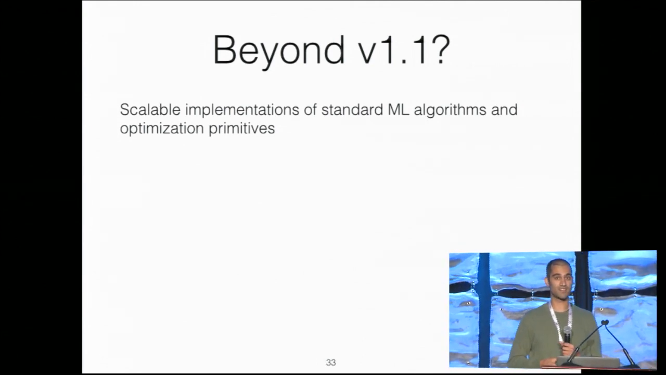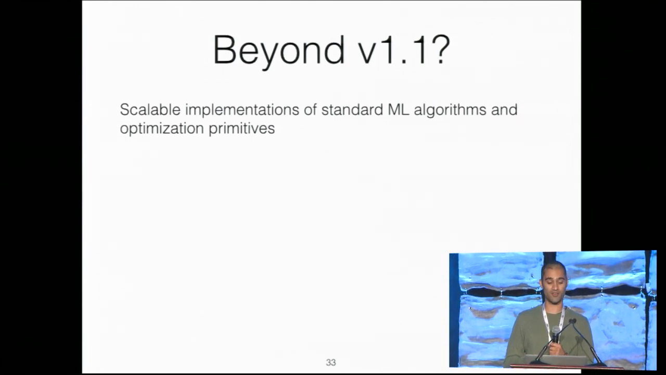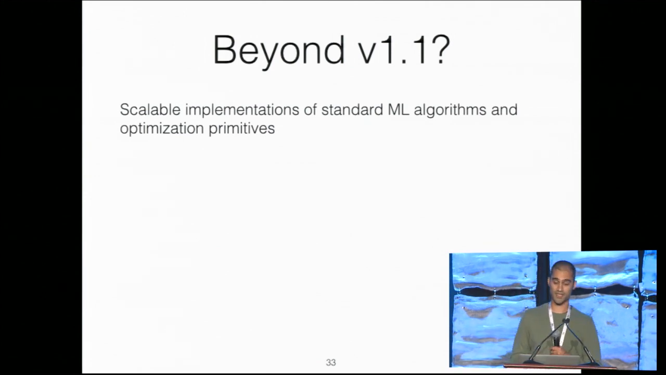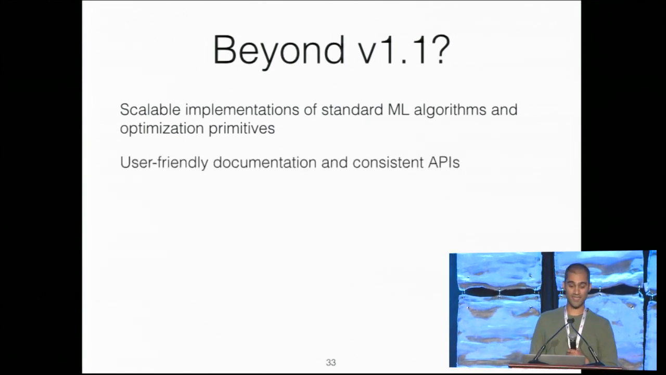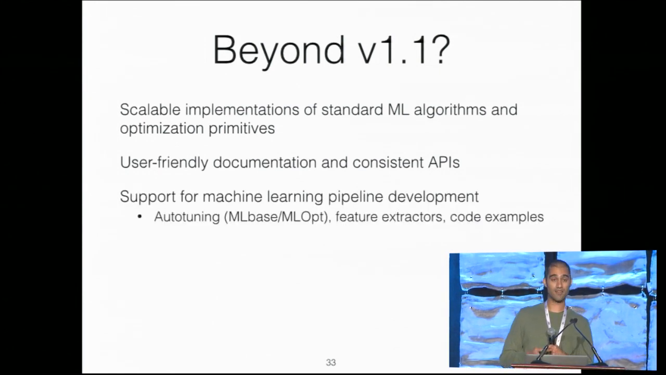But one thing I think it's safe to say is that we're hoping to have scalable implementations of standard machine learning algorithms and optimization primitives. I think we've already seen rapid growth in the last 9 months, and we're well along the way of covering many of the important algorithms that people care about for machine learning. Second, we want to continually improve the documentation and have consistent APIs, and we've already started doing that. Furthermore, we want to support machine learning pipeline development.